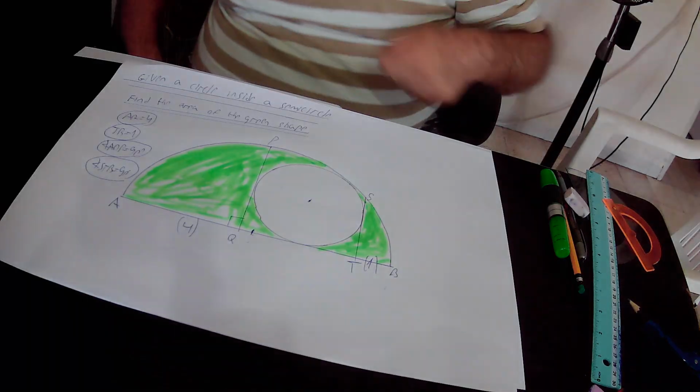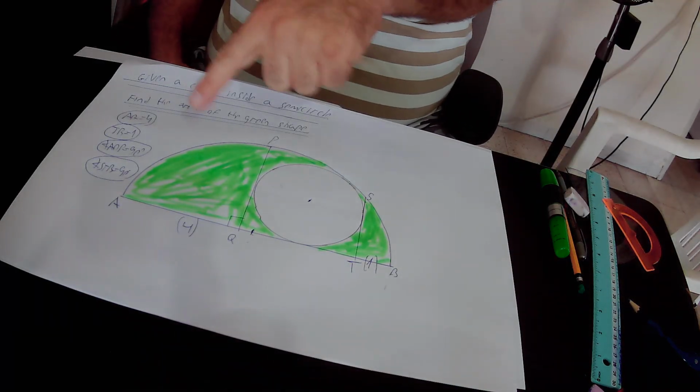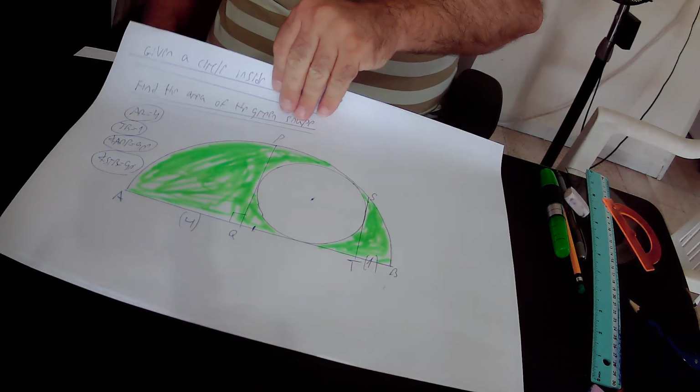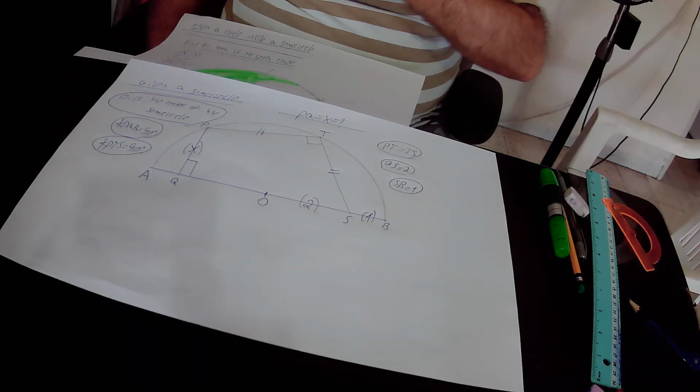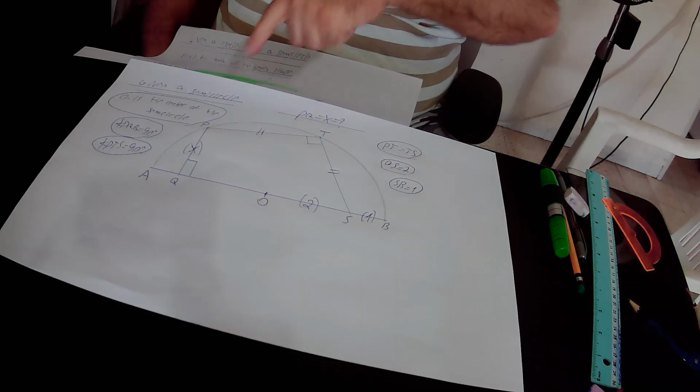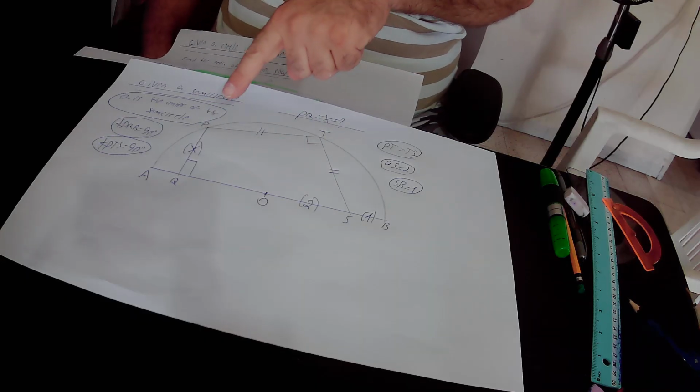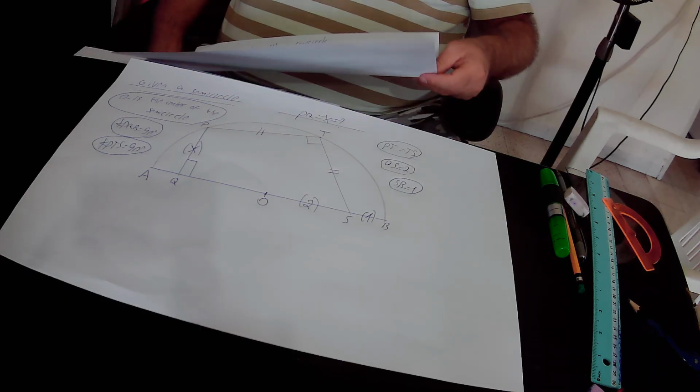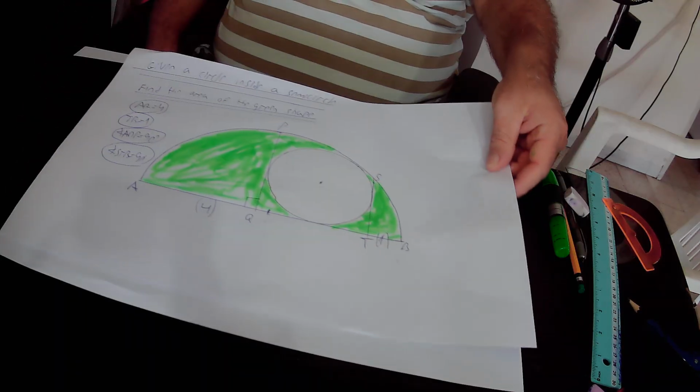And now in this lecture I will answer two questions. In the first question we find out the area of this green shape, and in the second question we find out the length of this line segment PQ that is equal to x. We have to find out the value of x. So we start with the first question.